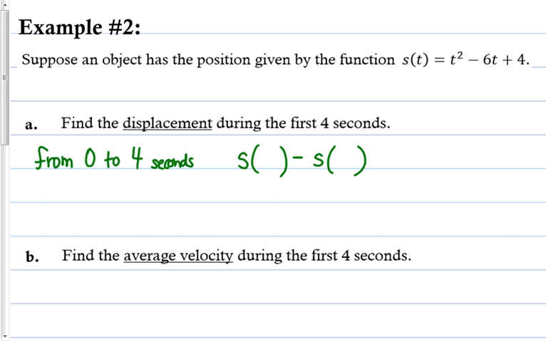So I'm going to call this t1 and this t2. And I'm going to plug them into the position function. Let me fill these in. t2, t1. All right, so I plug in s of t2, and I get -4. Let me make sure. 4 squared, that's 16, minus 6 times 4, which is 24, plus 4. So yeah, -4.